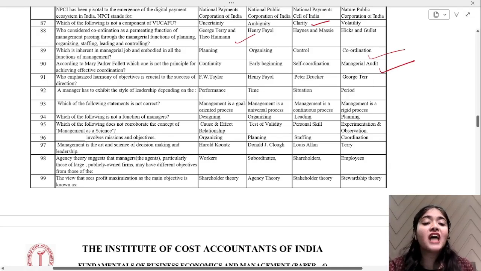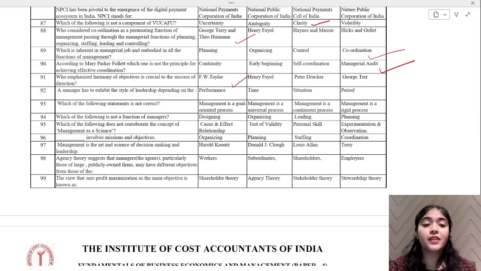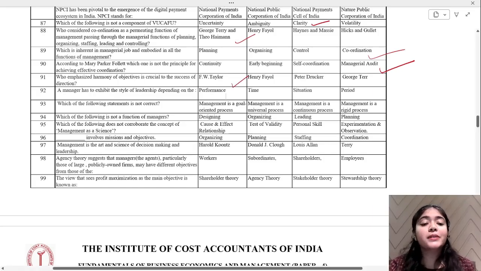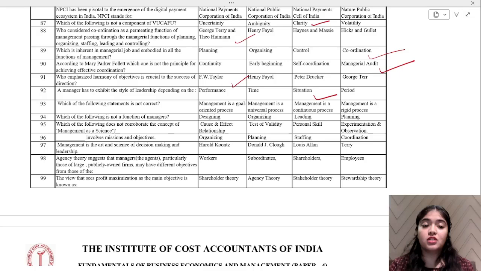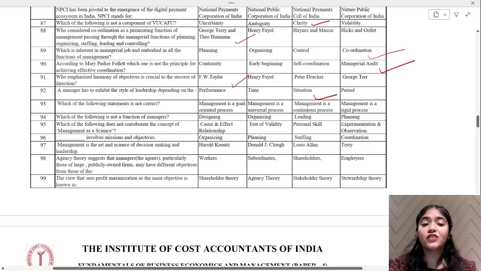Who emphasized harmony of objectives and crucial to the success of direction? Direction, F.W. Taylor. Okay. A manager has to exhibit the style of leadership depending on performance, time, situation, or period. Yes, it is correct. Situation. As per the situation, the style of leadership will be dependent.